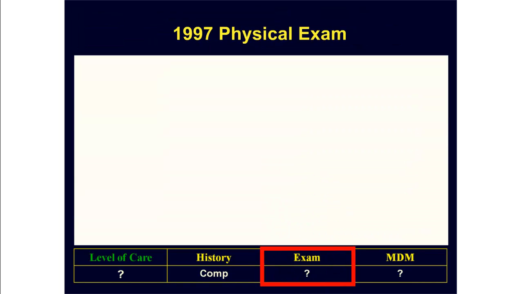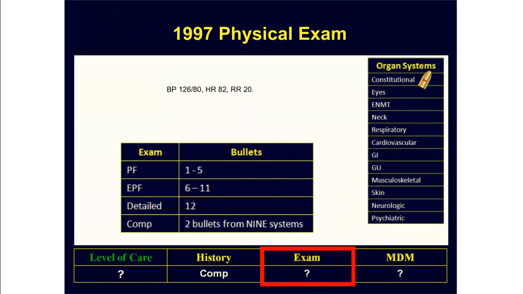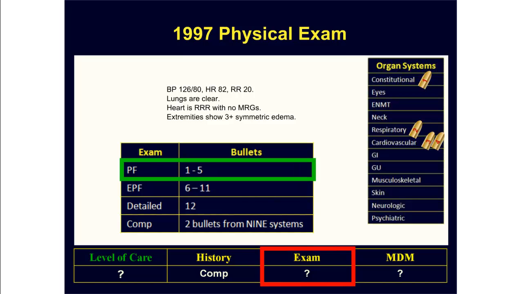Looking at the exam and using the 1997 E&M guidelines, here we get 1 bullet for recording 3 vital signs, 1 bullet for listening to the lungs, 1 bullet for listening to the heart, and 1 for looking at the lower extremities for edema. This gives us a total of 4 bullets, which means we only have a problem-focused physical exam. The next step is to check the medical decision-making.